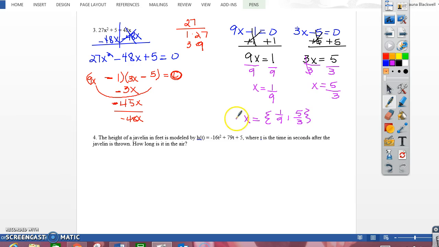Again, please remember, big picture. Those are the zeros of the function. So (1/9, 0) is where it crosses the x-axis. (5/3, 0) as a coordinate pair is where it crosses the x-axis.